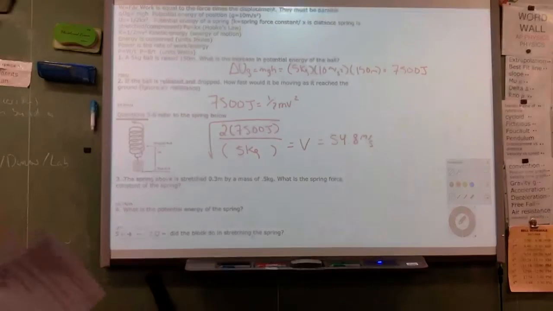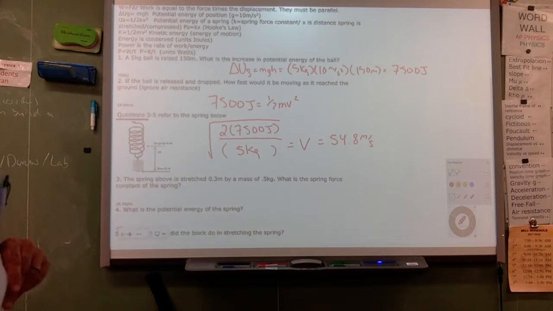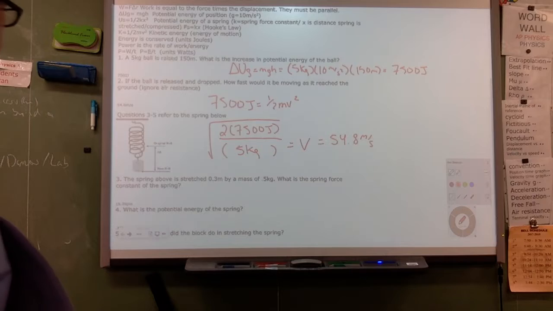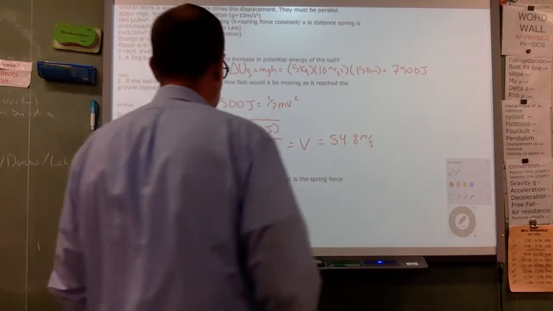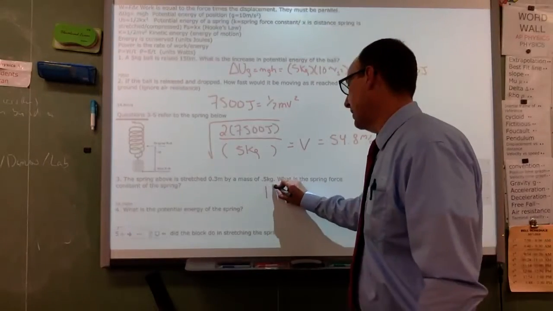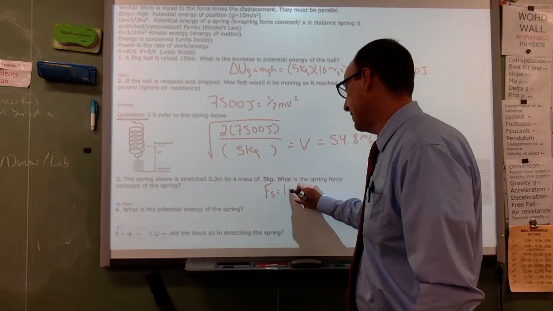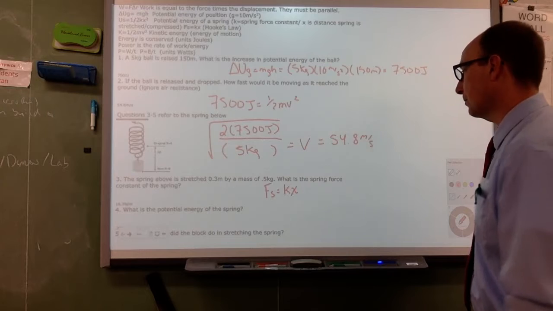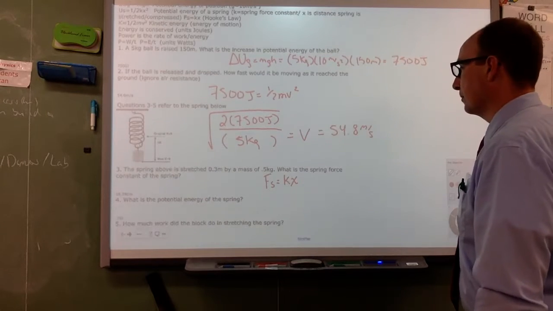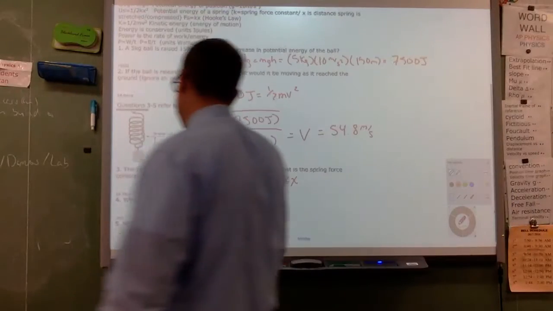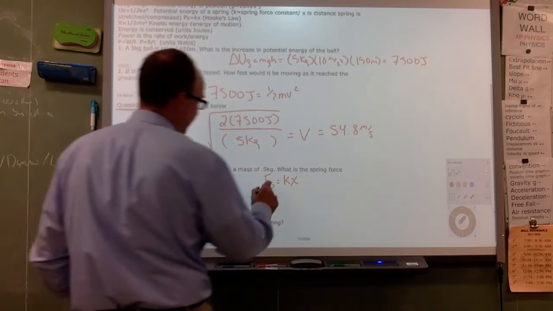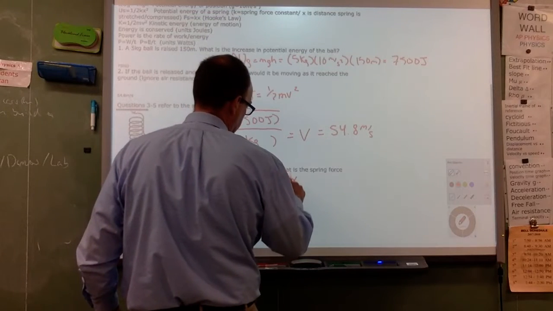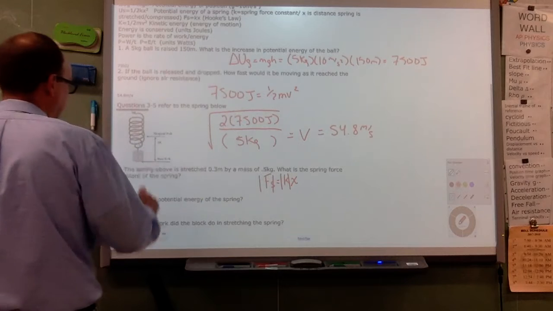So the spring above is stretched 0.3 meters by a mass of 0.5 kilograms. What is the spring force constant of the spring? So we're asking for K. And our formula is that F of S is equal to Kx. Looking at our picture here, and really this is either the absolute value of these or it's negative Kx.